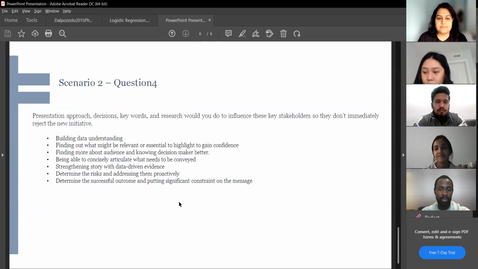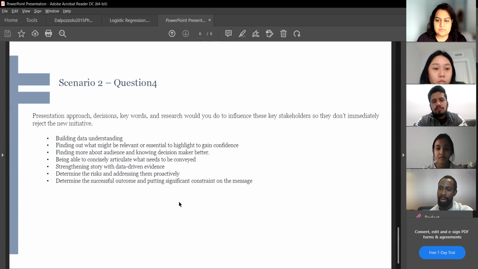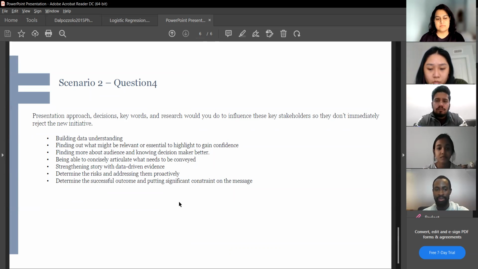Okay, yeah. So as a team, we're given a scenario to discuss the approach, decisions, keywords, and research we would do to influence the audience on our project. So down here we've listed some things we'll be doing. We started with building data understanding. First of all, we need to understand the data we're going to be presenting. We went on to finding out what might be relevant or essential to highlight.